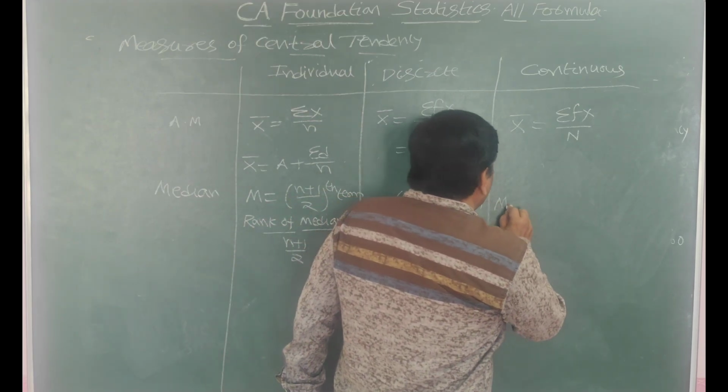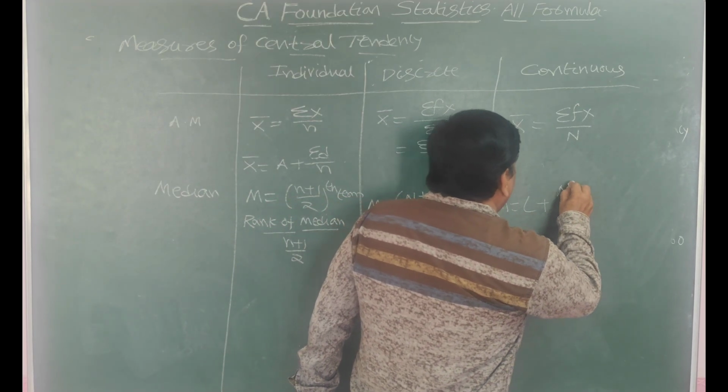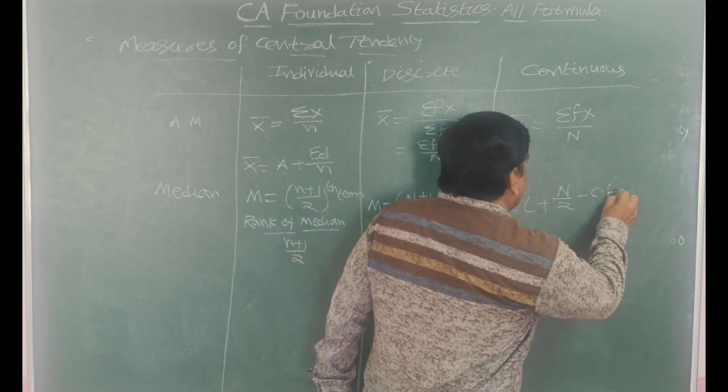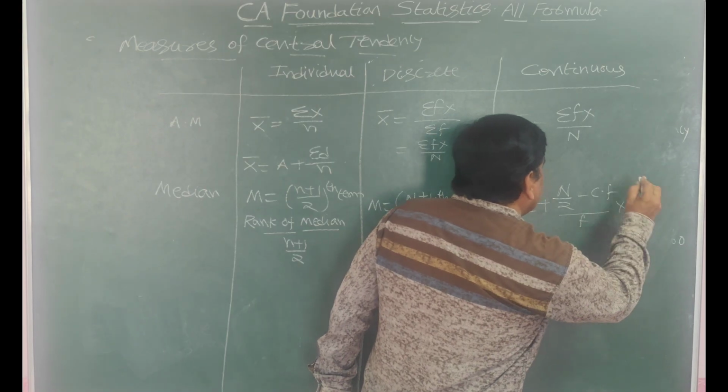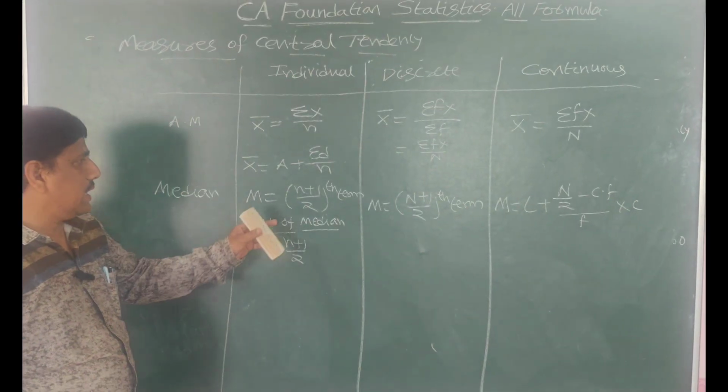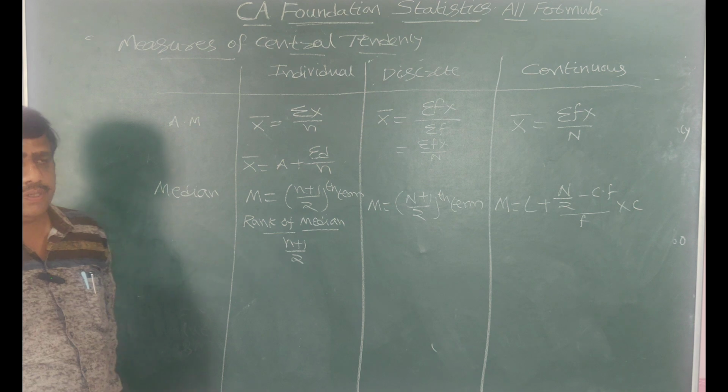Coming to continuous series, the median formula is L plus (n by 2 minus Cf) by f into C. These are the median formulas in the case of individual, discrete and continuous series.